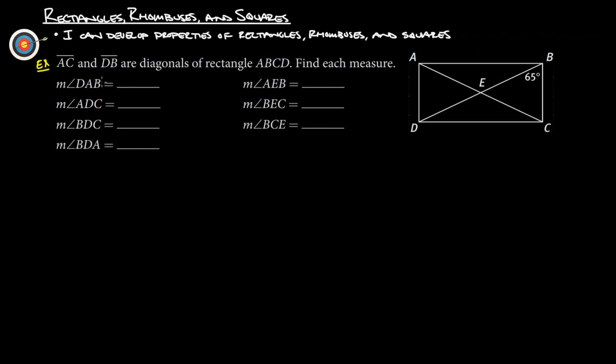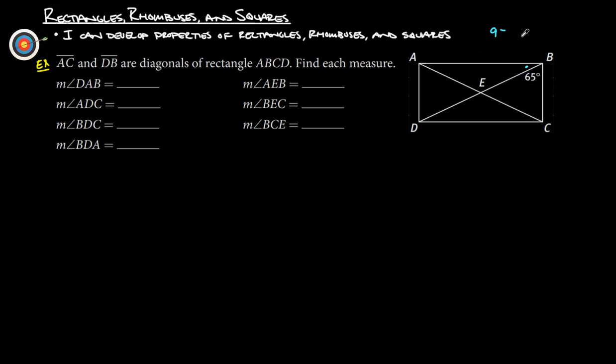Example. Let's see. We've got AC and DB are diagonals of a rectangle, ABCD. Find each measure. So we're going to find a bunch of angle measures here. Since this is a rectangle, if this is 65, we know that these two added together have to equal 90.